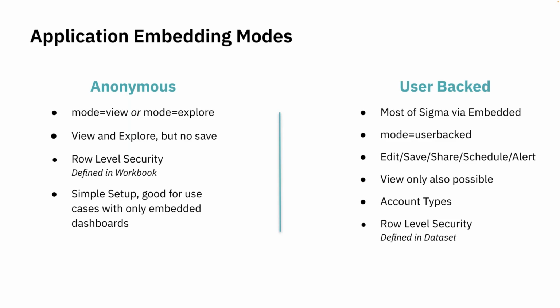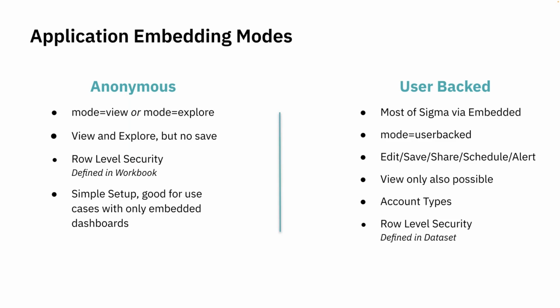But the main difference between user-backed embedding and anonymous embedding is that because we have a user behind the scenes backing the embedding, it allows us to persist state, which is why some people call it save state. This means that we can save workbooks in the embedded mode. We can share them, we can schedule, we can do alerts. These are all things which require us to persist metadata behind the scenes. And because we have them backed by a user, we now have a far richer experience. And basically we can offer up most of the Sigma experience through embedding.